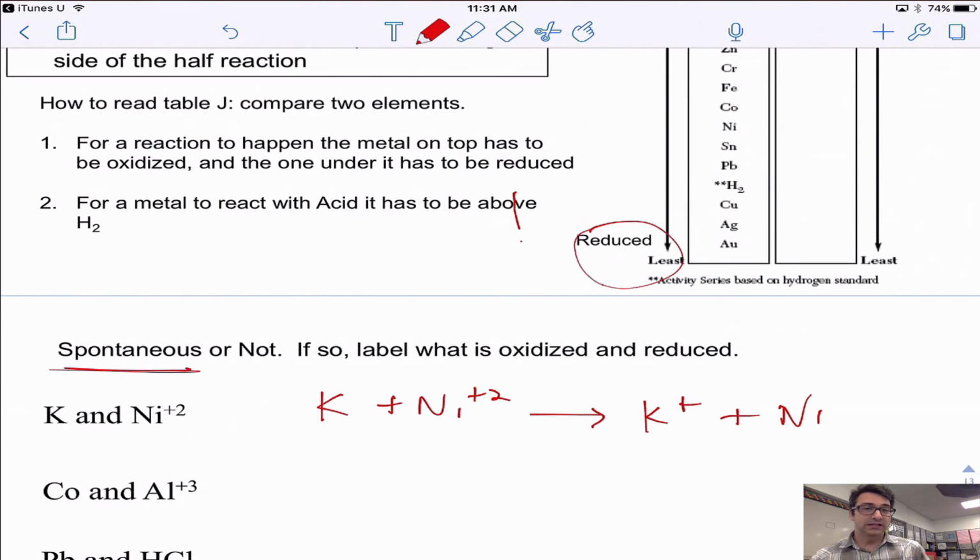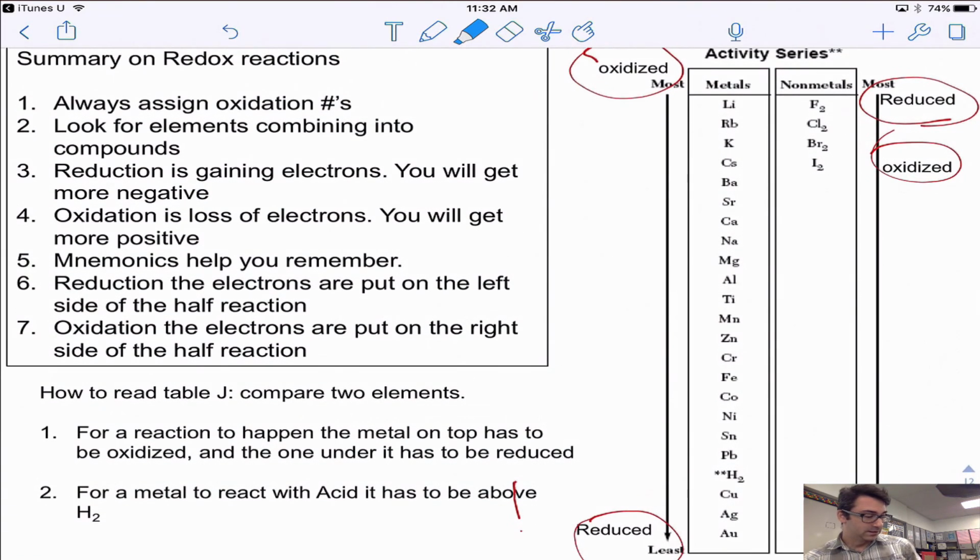So now, let's take a look and see if this happens. I didn't balance this at all. We can go back and balance it, but let's go see if it actually works. So I want to identify these two elements, K and Ni, on, not the periodic table, on Table J. So I look, I find K, and I find Ni. Now K is up higher, so K should be oxidized, and it is. Ni should be reduced, and it is.